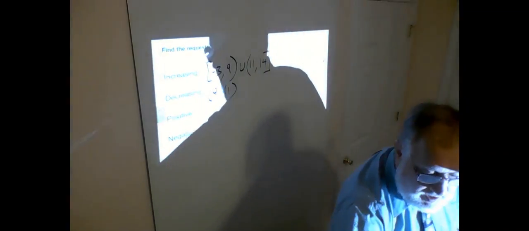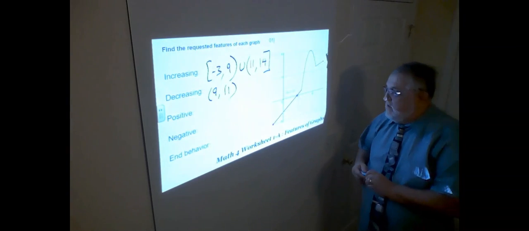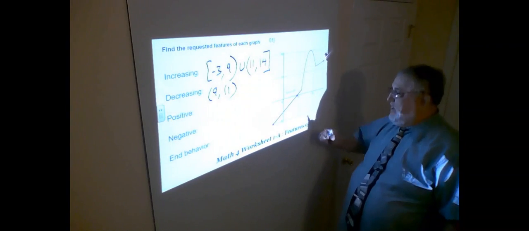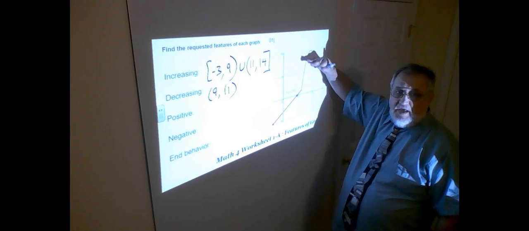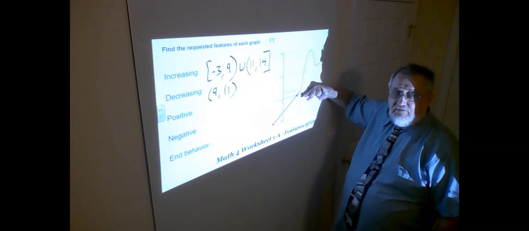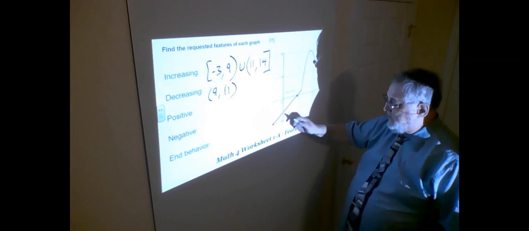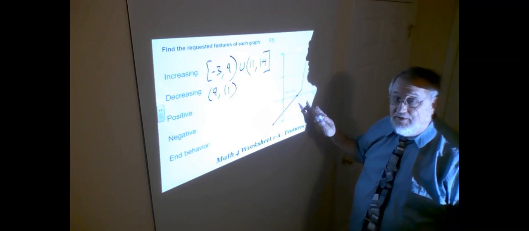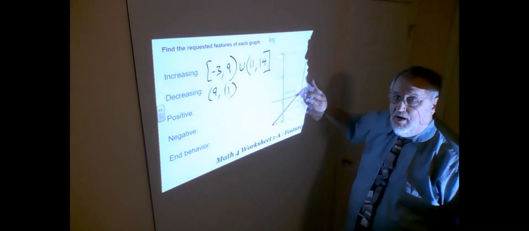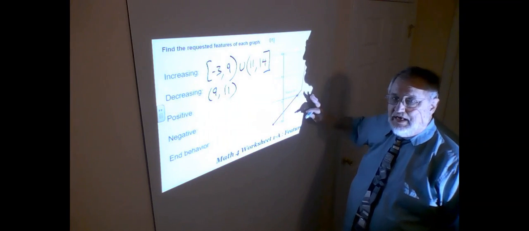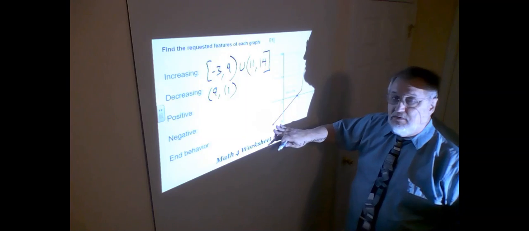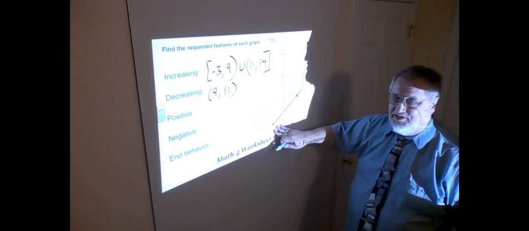Okay, positive and negative. Positive is basically anything above the x-axis. That's positive, that's negative, which means that, and we're still playing that same game. We're watching what y is doing. Is it positive? Is it negative? But we're writing what x is doing.